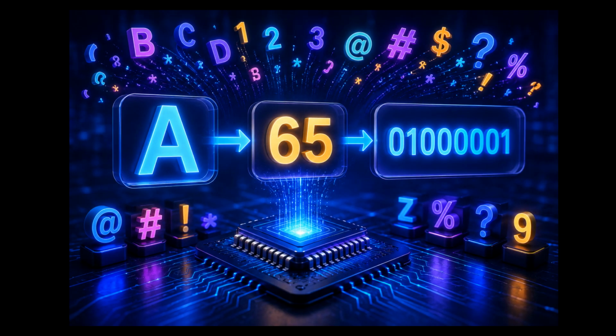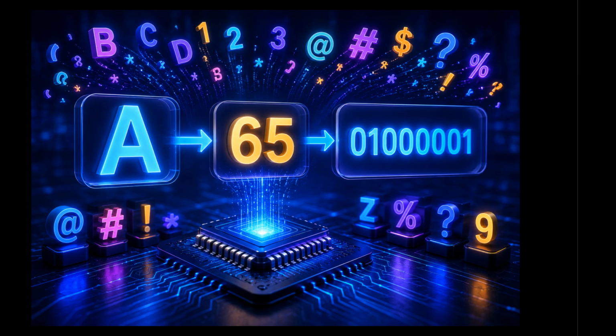ASCII stands for American Standard Code for Information Interchange. ASCII gives each character a unique numerical code. For example, the uppercase letter A has the decimal ASCII value 65. That value can then be represented in binary as 01000001. So the process is simple: character to decimal code to binary. This is how computers can represent and store text.